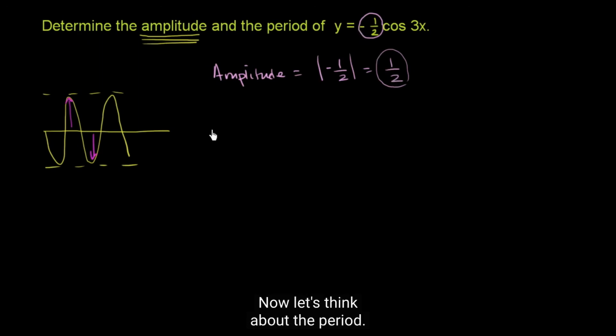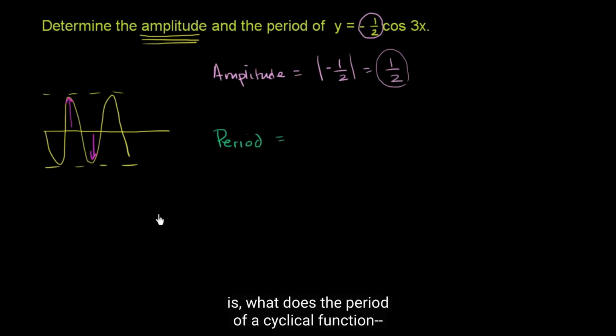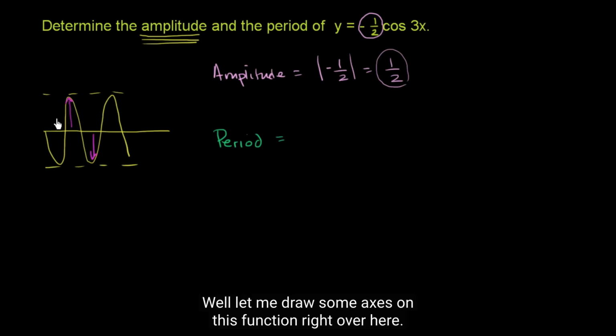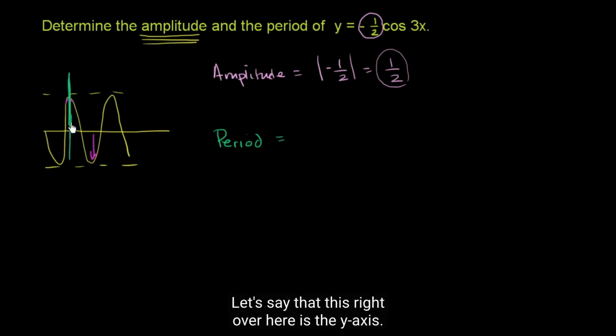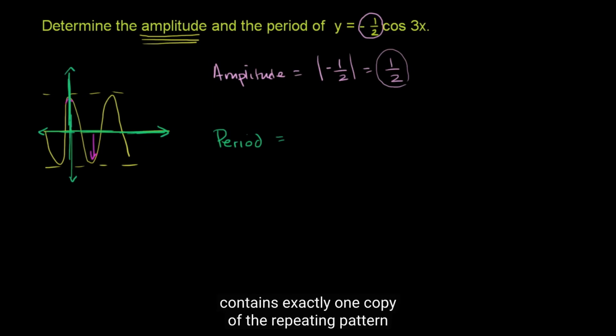Now let's think about the period. The first thing I want to ask you is, what does the period of a periodic function even refer to? Well, let me draw some axes. Let's say that this right over here is the y-axis, and for the sake of argument, this is the x-axis. So the period of a periodic function is the length of the smallest interval that contains exactly one copy of the repeating pattern of that periodic function.